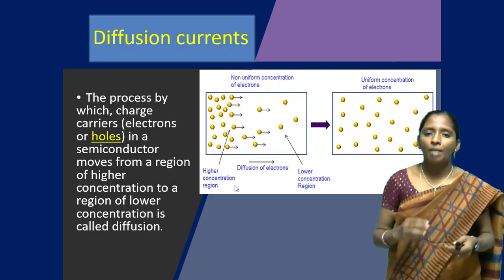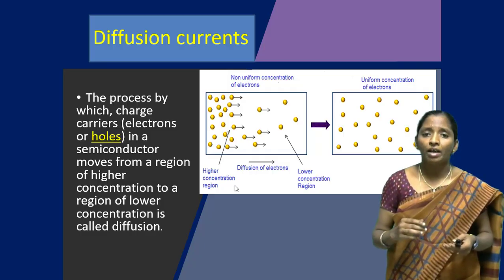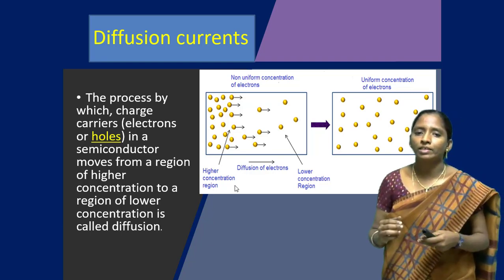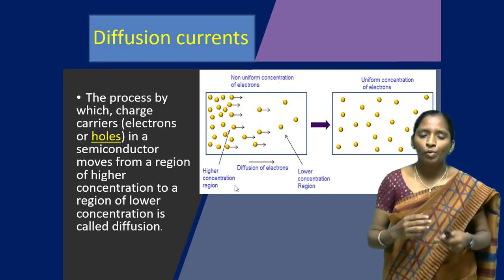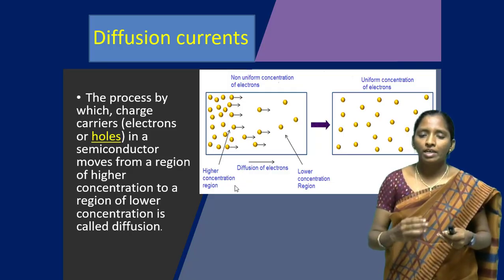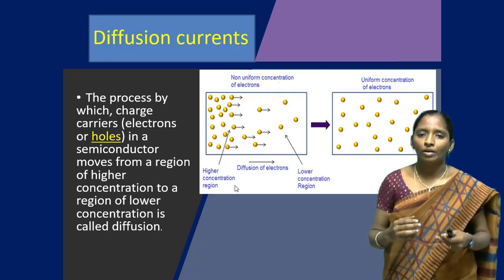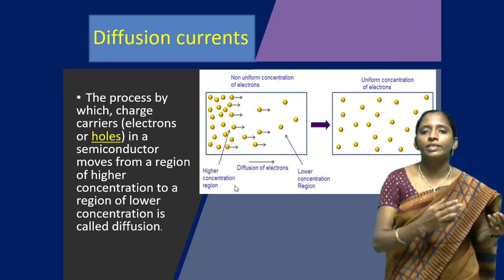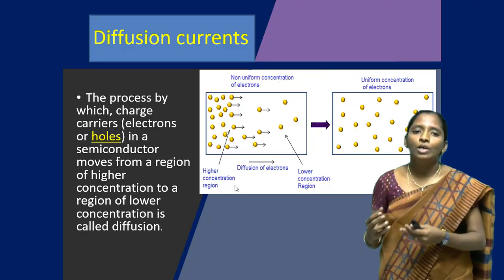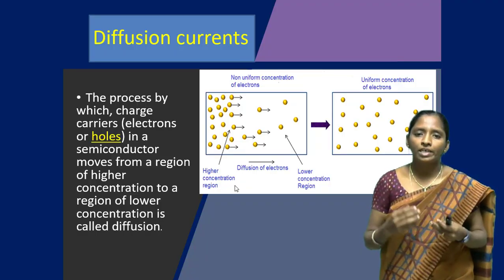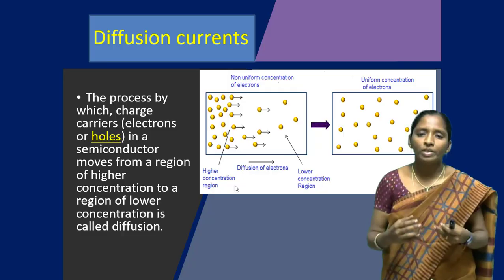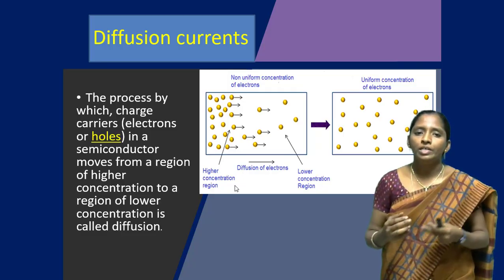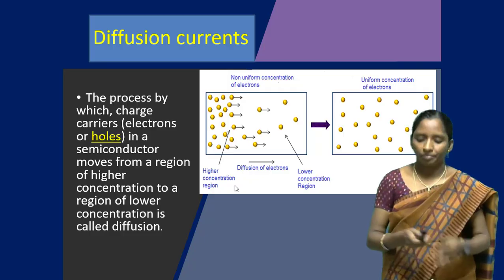What happened in these figures? Here the electrons move from the higher concentration to lower concentration. So here the current flow is the movement of electrons from the higher concentration to lower concentration. This is known as the diffusion current.